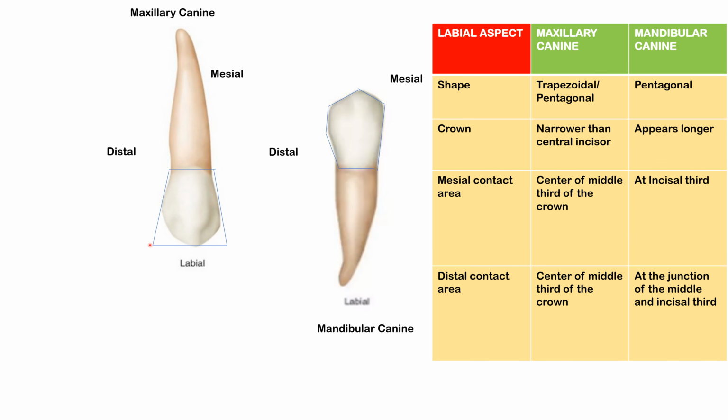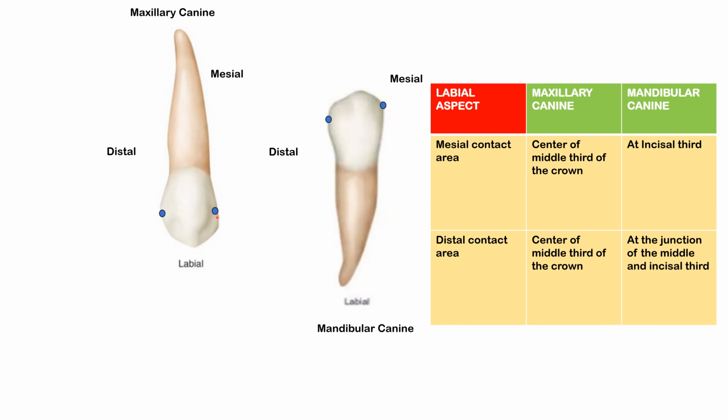Let's begin by exploring the labial aspect of the canine teeth. Starting with the maxillary canine, it typically has a trapezoidal or pentagonal shape when viewed from the labial side. This shape is characterized by a broader base, giving the maxillary canine a more prominent and robust appearance. In contrast to this, the mandibular canine has more of a pentagonal shape. Coming to the crown, the maxillary canine is narrower than the central incisor, whereas the mandibular canine is narrower and slimmer compared to the maxillary counterpart, giving it a longer appearance.